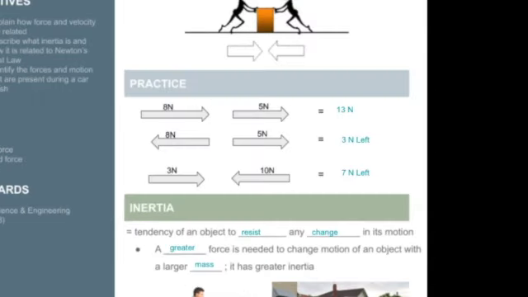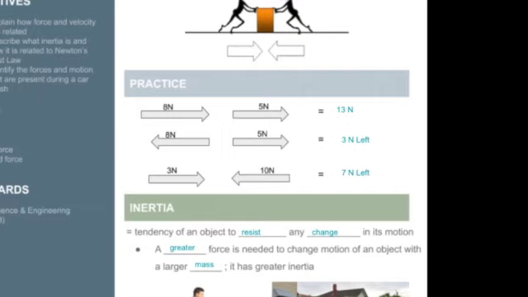We have these practice vectors. A vector is just an arrow that helps to show the force exerted by an object. For the first one, we have 8 newtons to the right and 5 newtons to the right. 8 plus 5 would be 13 newtons. And I forgot to put the direction. It should have been to the right.